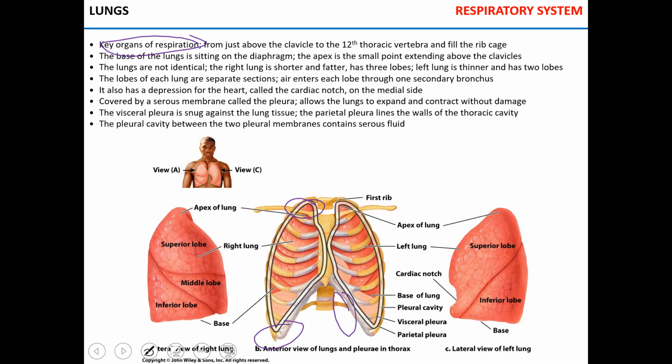Lungs are covered by a serous membrane called the visceral pleura. So the visceral pleura essentially covers the lungs, while the parietal pleura lines the walls of the so-called pleural cavity, part of the thoracic cavity. The space between the 2 pleural membranes, which is referred to as the pleural cavity, is filled with serous fluid.